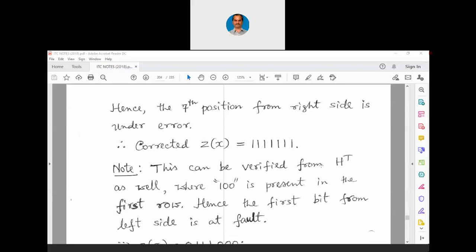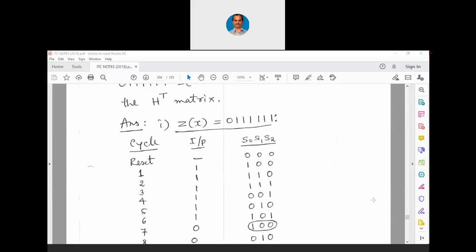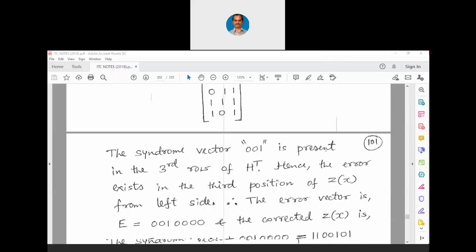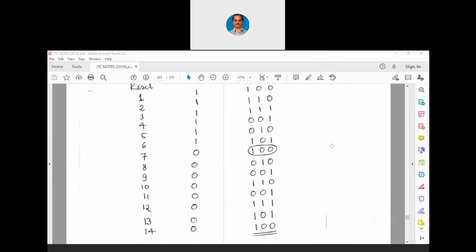Now, this can be verified from H transpose as well, where 1 0 0 is present in the first row. Let me show you H transpose, where it is present in the first row, which means first position from the left side now. You can see it here, 1 0 0 is present here. 1 0 0 is present in the first position. That means from the left side, first position bit is having error, that needs to be corrected.